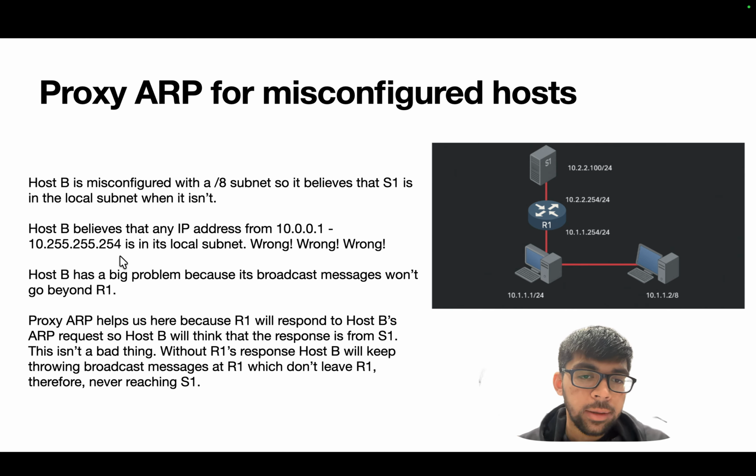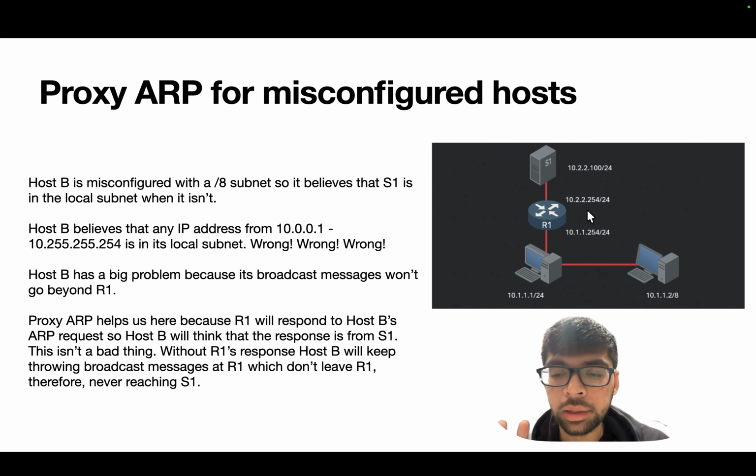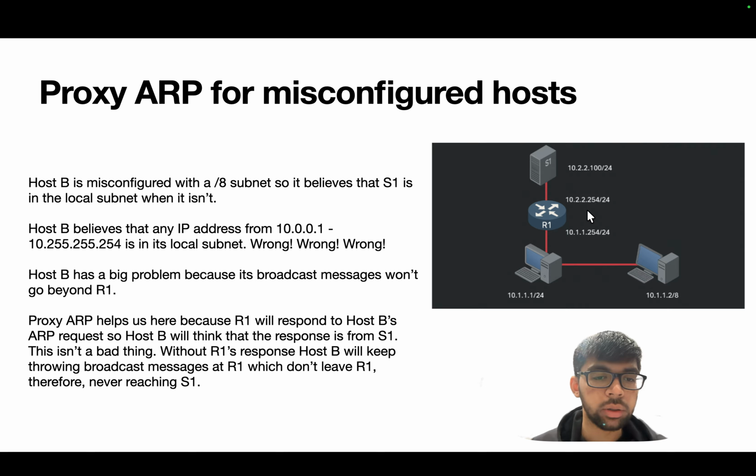But host B's broadcast messages aren't going to go beyond this router. However, that router will respond to host B's ARP request, and host B will think that the response is from S1. It's not a bad thing. It's not a malicious thing. It's actually solving a really big problem here, and it enables that communication to happen. So host B will keep throwing broadcast messages out. Otherwise, if Router 1 doesn't respond to that ARP request, host B can keep throwing broadcasts at the router, and nothing's going to happen.